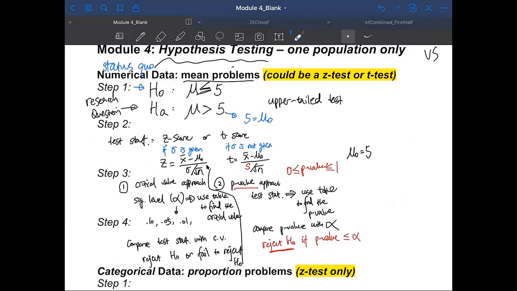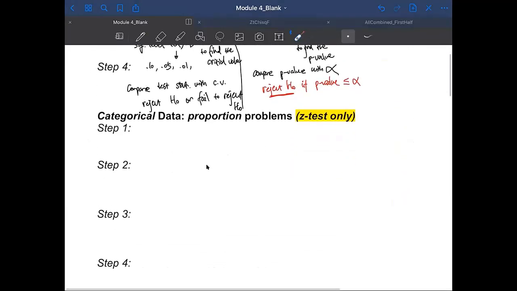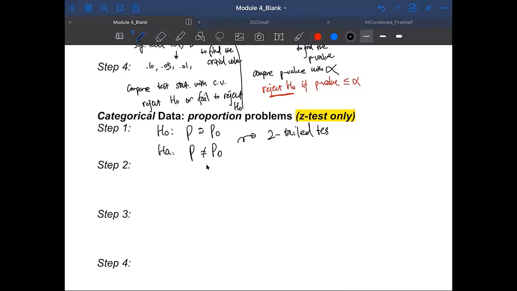And you can set up the same thing for proportional data as well. I'm just going to quickly write it out. It wouldn't take a lot of time. So it's going to be a null and alternative. Instead of a mu, you're going to have a p here. I'm just going to write it out for a two-tailed test. If it's a two-tailed test, it's going to be p not equal to p0. So hopefully you are able to see this is a two-tailed test, right?